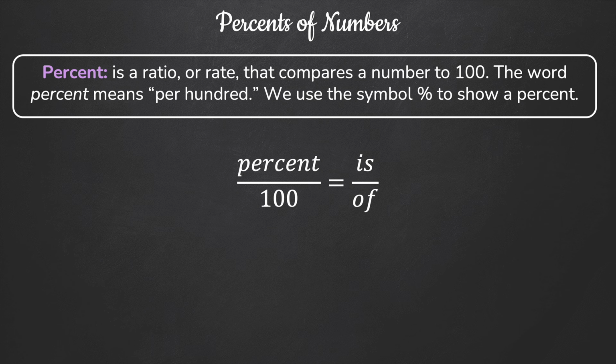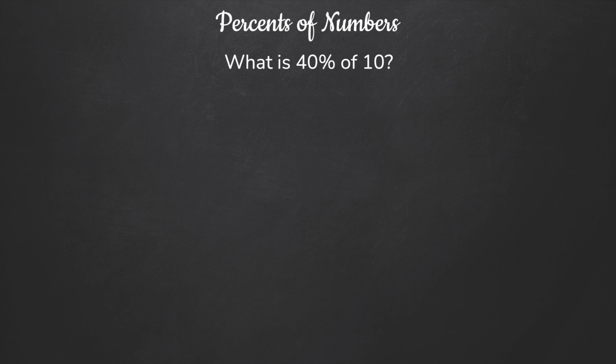So we're going to use this proportional relationship to figure out what the percent is of a number. And because we're finding the percent of a number, we're going to take that number and write it as a denominator for a new fraction that we're going to make equivalent to the percent out of 100. So I'm going to show you what that means using this first example.